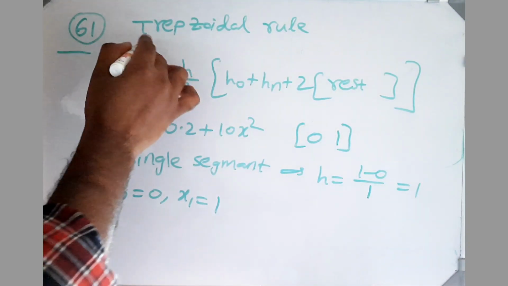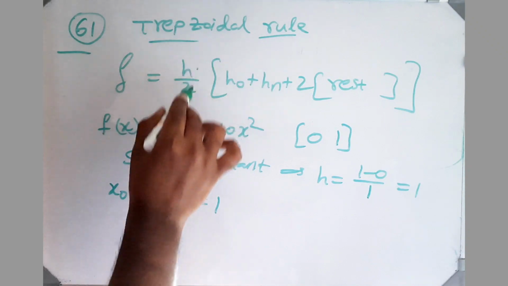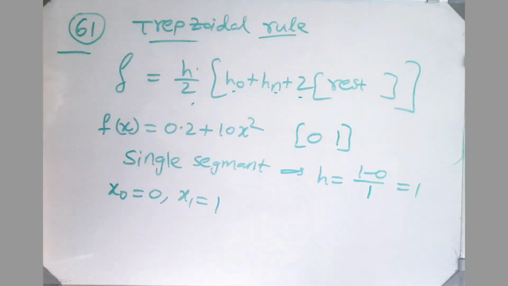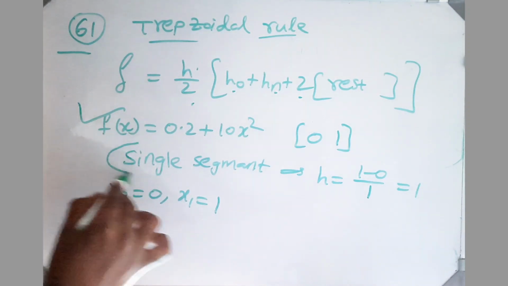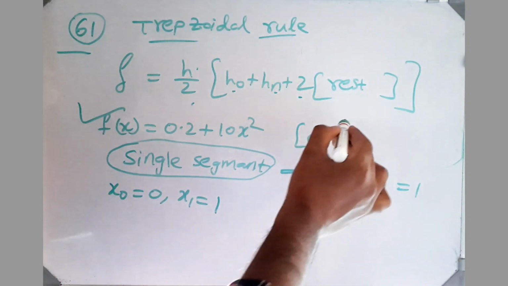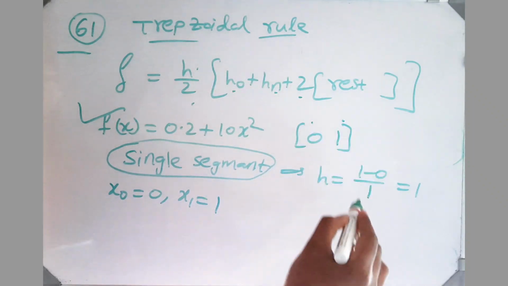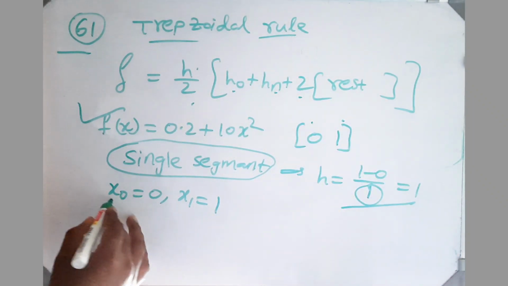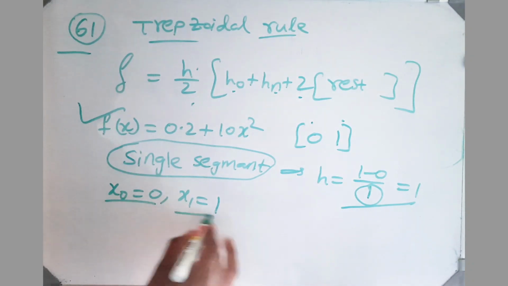Friends, question 61 is trapezoidal rule. The integral is given by h by 2 into first term, the last term, and 2 times of the remaining terms. Given function is this, and here they said only single segment. So final term minus initial term divided by total number of segments gives us the h value. So here h is equals to 1 and x0 is equals to 0 and x1 is equals to 1.